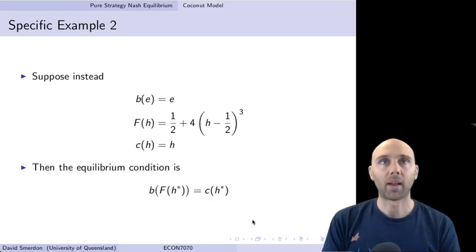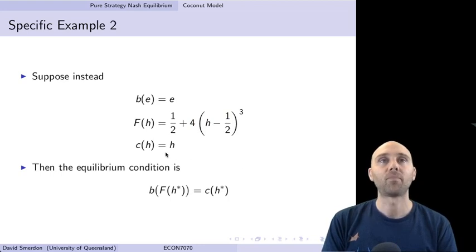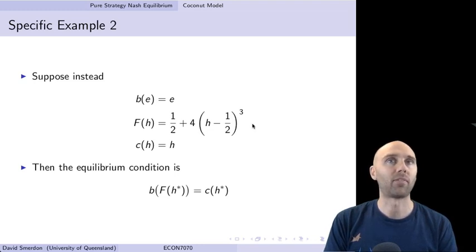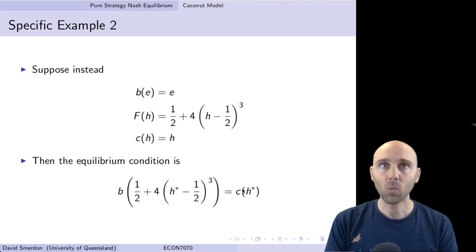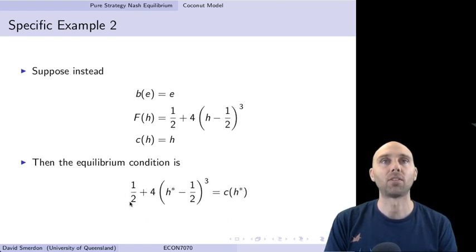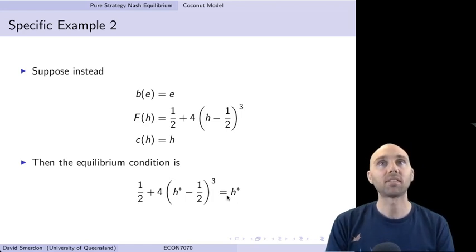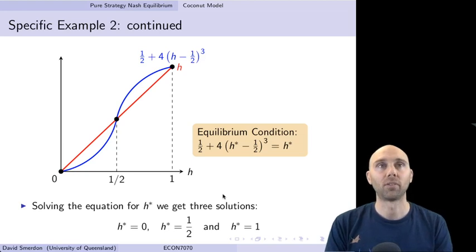Let's make it a bit more complicated. Let's add a linear cost function, but make the cumulative probability function a lot more complicated. When we throw this in now, we get this big ugly thing here for the f of h star. We can write that in terms of b of f of h star, and on the right we can throw in c of h equals h, so this linear cost. Rearrange this function, and now we see that we actually get three solutions. We get 0 as before, we get a half as before, and we also get 1 as before.